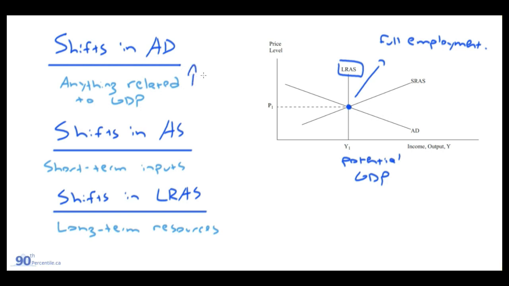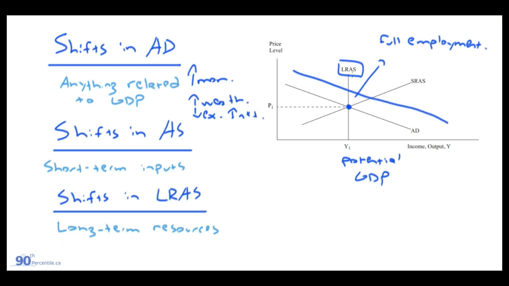So it could be an increase in monetary policy, an increase in wealth, anything like that. It could be a decrease in exchange rates, which will increase net exports. Anything like that will shift the aggregate demand curve to the right. And what happens here? So let's say we have this increase in aggregate demand, right?